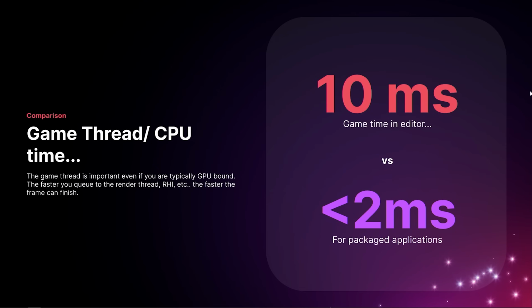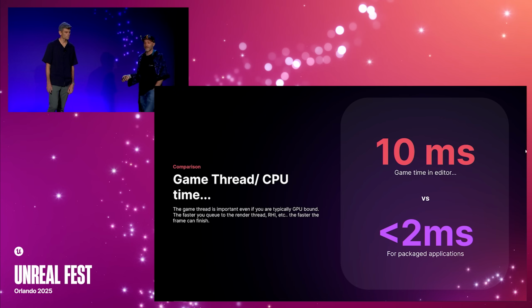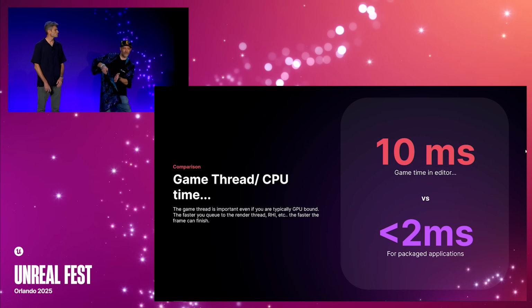But the second thing is, how fast is it? This is something that, especially in artist-heavy environments, media and entertainment specifically, people are always thinking that they're GPU bound, and they are. That's not untrue. But at the same time, the faster you can do things on the game thread, the faster it queues to everything else. It does kind of cascade downward, right? So if I can queue it faster to the RHI, and that goes to the GPU quicker, it's better.